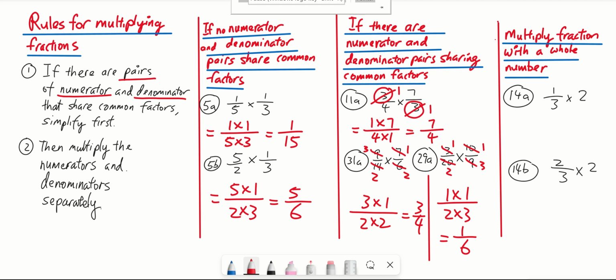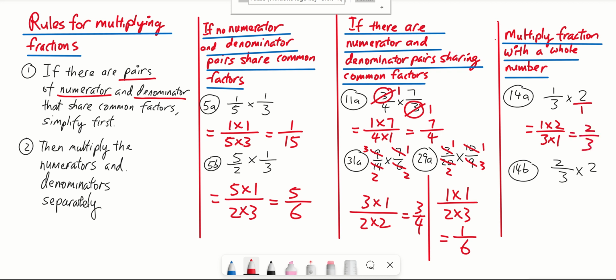Now, there are instances like in 14a and 14b when you are multiplying a fraction and a whole number. This is quite straightforward. If you see a whole number, all you have to do is put a fraction bar below it and put a 1 below it. So 2 is the same as 2 over 1. In this case, that becomes 1 times 2 over 3 times 1, and that gives me 2 over 3.